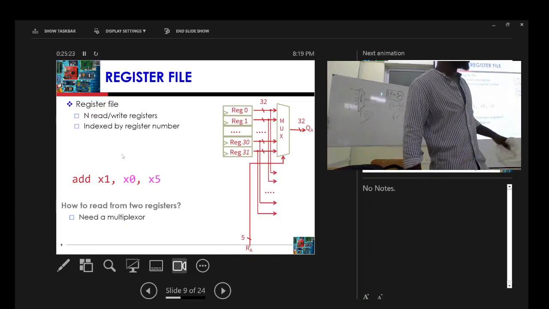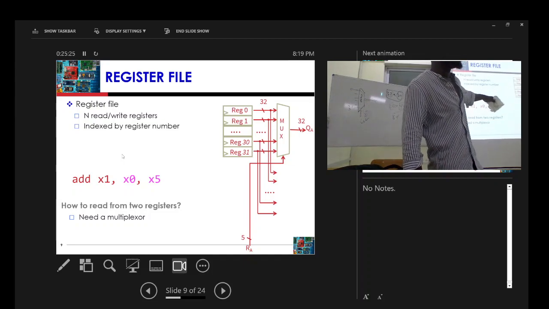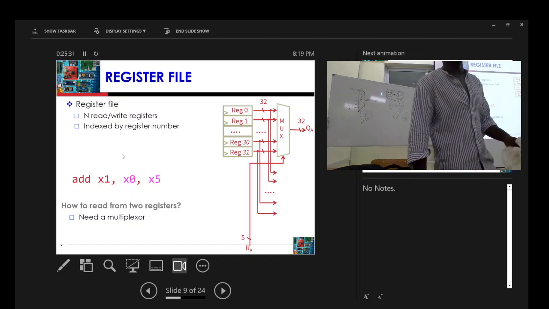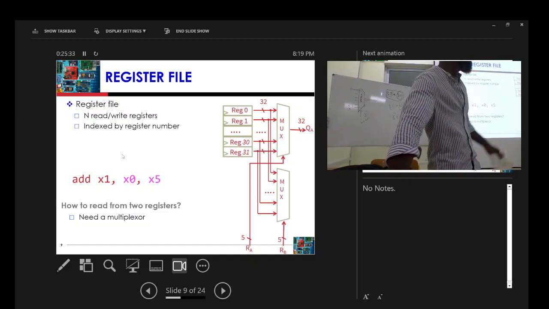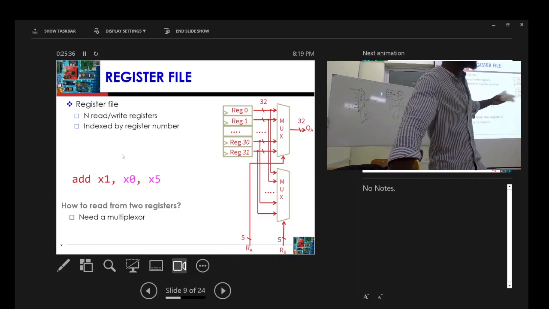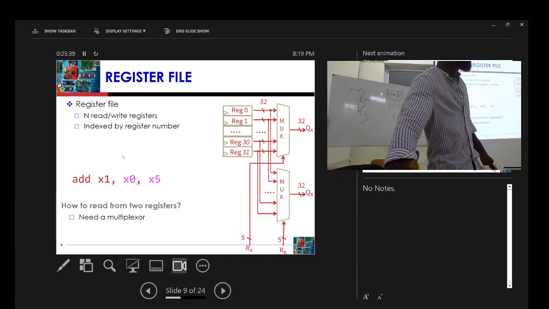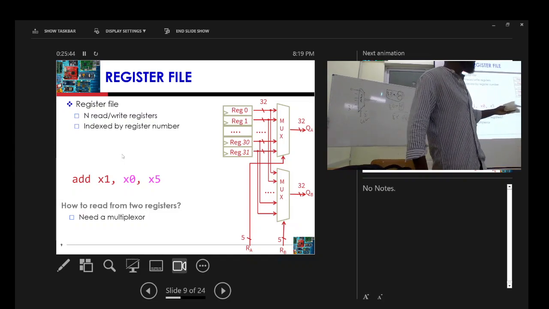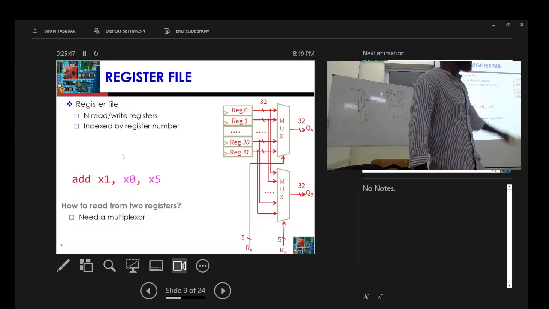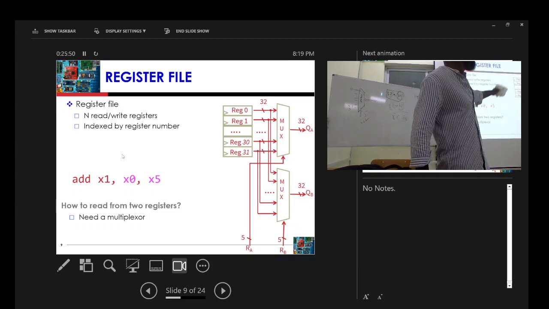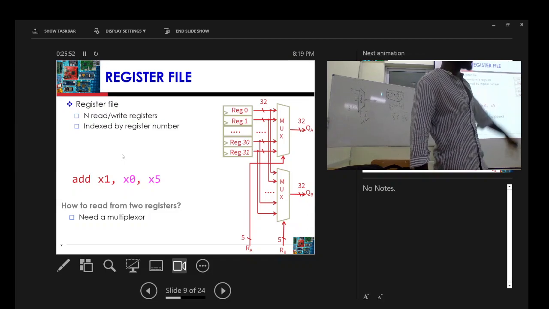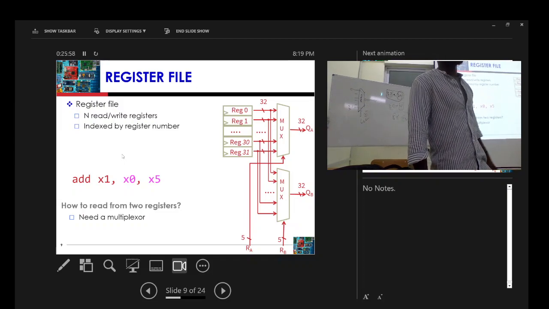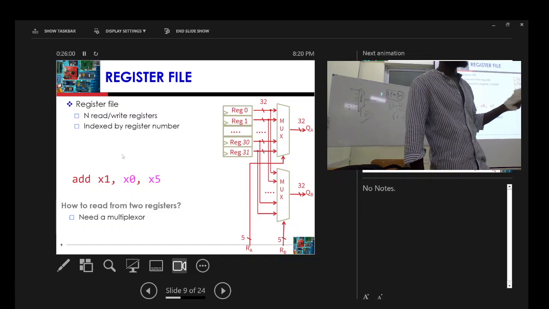So all you have to do is tap from each line, connect another multiplexer, and you are done. Another multiplexer, and then another read address, and then you can address two of them at the exact same time. So if I want to read from two locations, I give it address RA, give it address RB, it will read from RA through QA, and then it will read from RB through QB through the other multiplexer. So this is how to read from two locations.